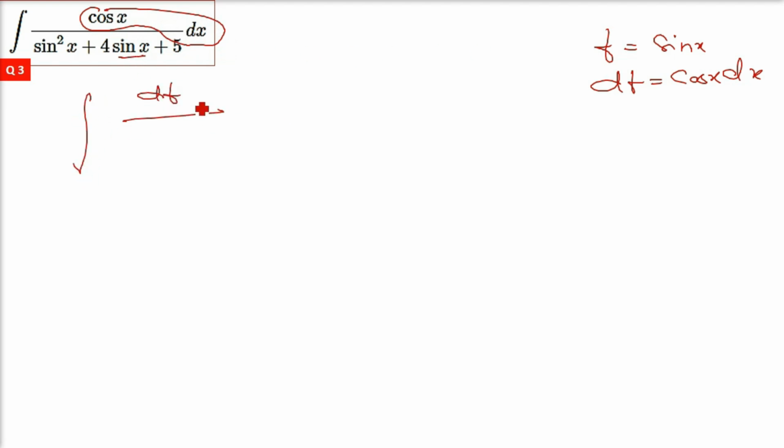Integration will be something like this. dt divided by sin square x will be t square. Plus 4 into sin x. What is sin x? t. So 4t it will be, plus 5.